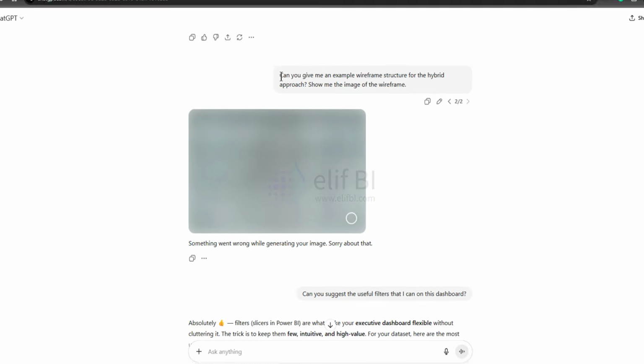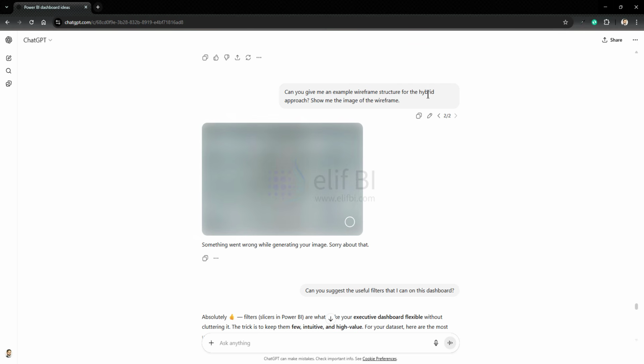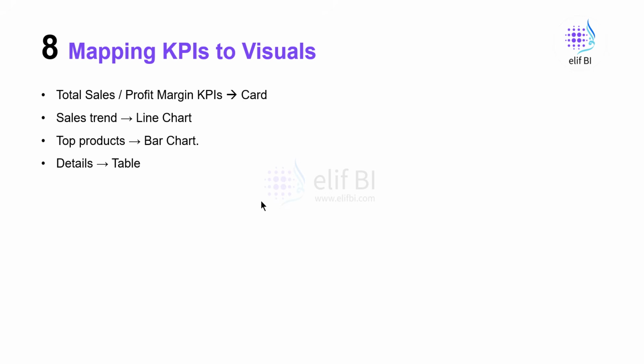And then I asked, can you give me an example of wireframe structure for the hybrid dashboard or for the hybrid approach? It didn't reply in a positive way, so I think this prompt we can simply ignore. The next step is the mapping of the KPIs to visuals.